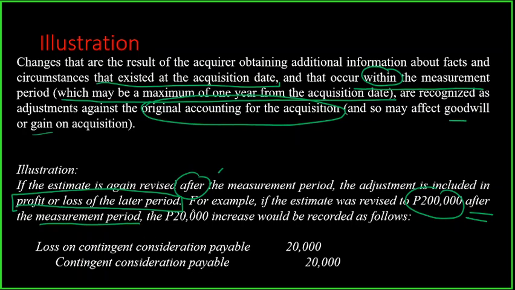May adjustment. We still recognize this 20,000 as an increase in your contingent consideration payable. But since this adjustment already happened after the measurement period, then your goodwill will no longer be affected. Instead, you're going to debit loss on contingent consideration payable. Okay, so that's for your contingent consideration.